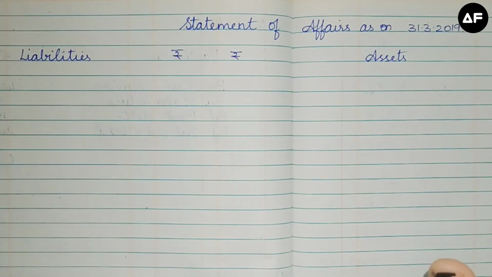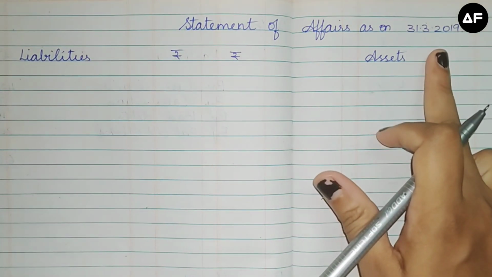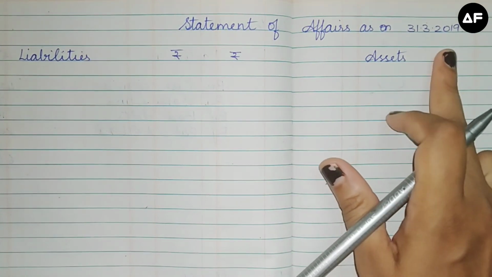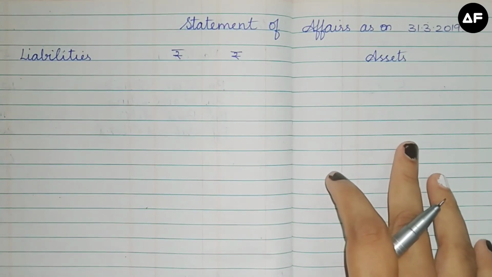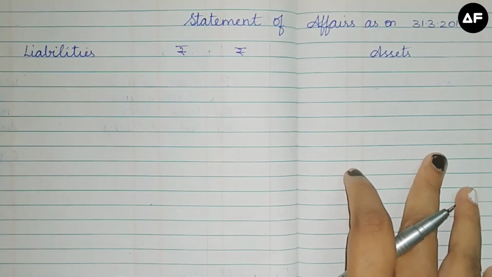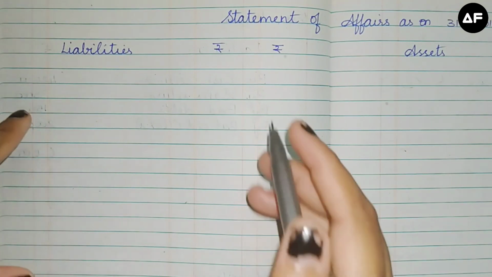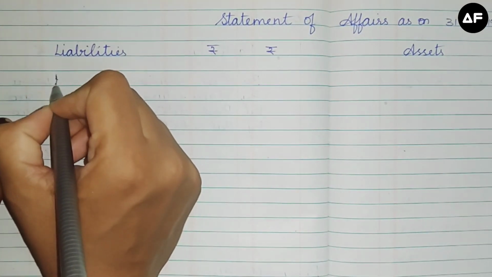So now we are going to do the statement of affairs as on 31/3/2019. All the balances prevailing to this particular year have to be prepared in the statement of affairs. So let's look into the liability side first. The first item which is going to come on the liability side is going to be bank.